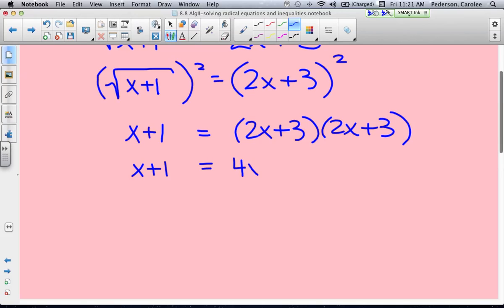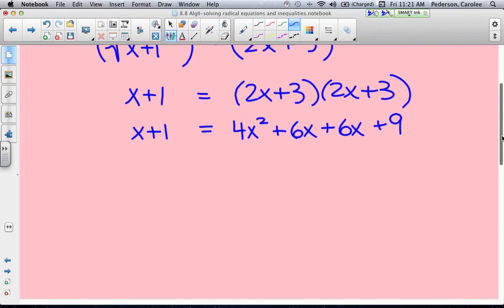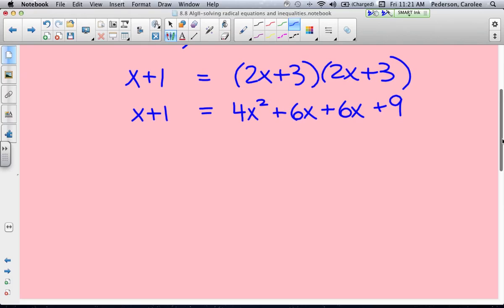So 2x times 2x is 4x squared. 2x times 3 is 6x. 3 times 2x is 6x. 3 times 3 is 9. Now what happened is a quadratic equation popped up. So we want to convert that to standard form. So we need to bring all the terms to the right.